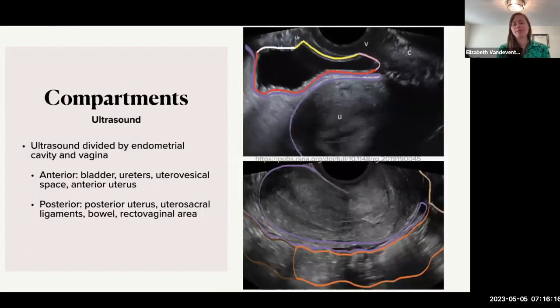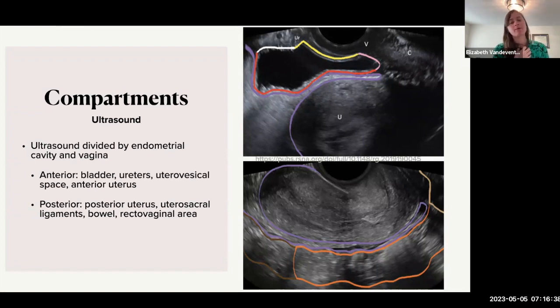When we're evaluating for deep infiltrating endometriosis on ultrasound or MRI, we have to divide everything into compartments to make it easier to identify where there are lesions and also to help us describe them. And theoretically, the surgeon is going to go in and remove these lesions later, so it makes it more uniform and easier to evaluate for them as well.